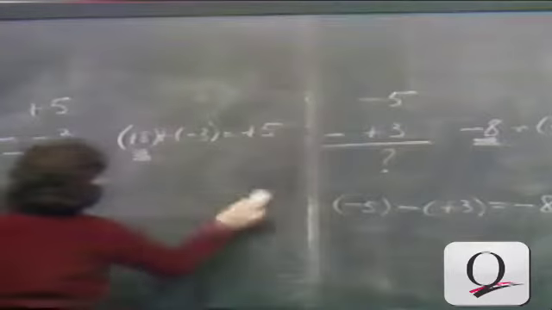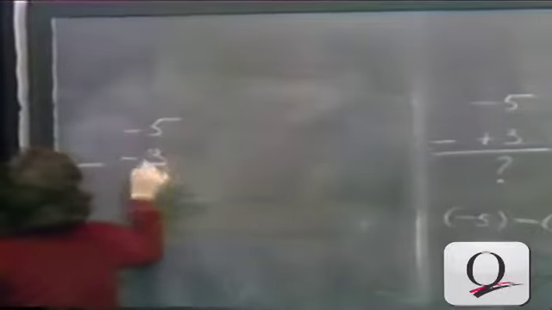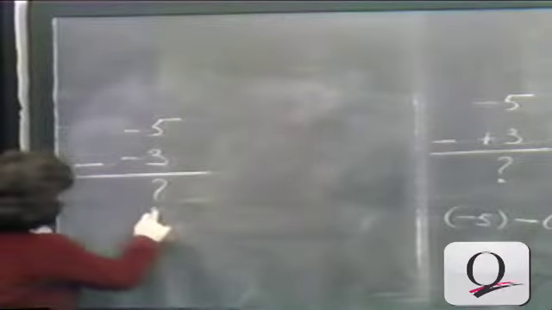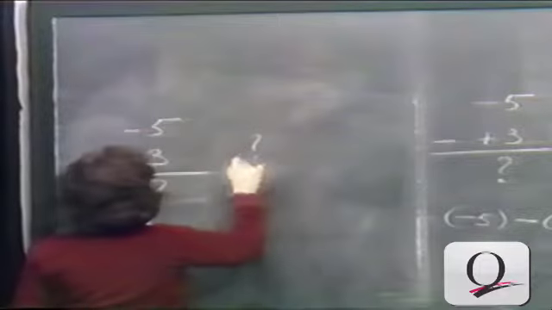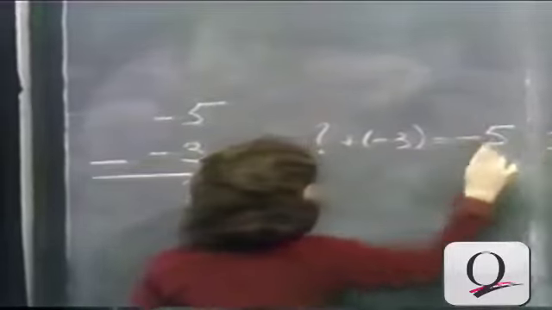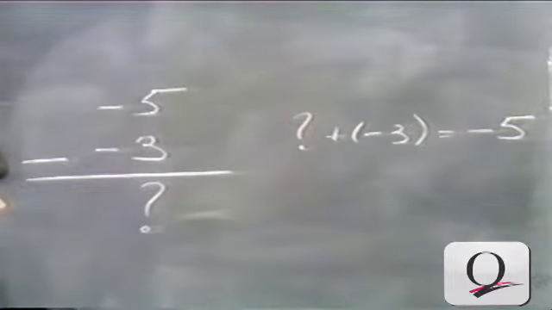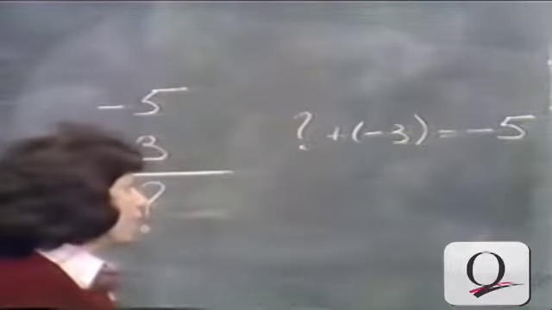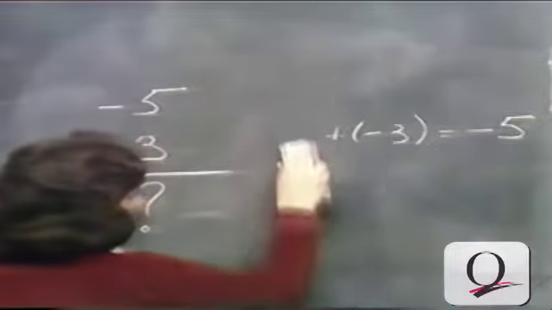Let's try one more problem to cover all the possibilities. Minus 5, take away a minus 3. Whatever the answer is to this problem, it must be true that this number added to minus 3 gives you minus 5. We want to add a number to minus 3, and the result should be minus 5. Well, the number must be minus 2.